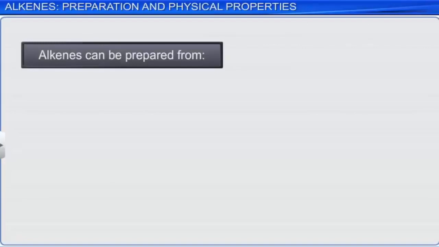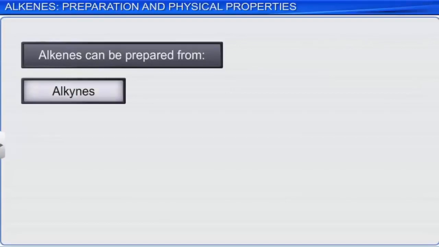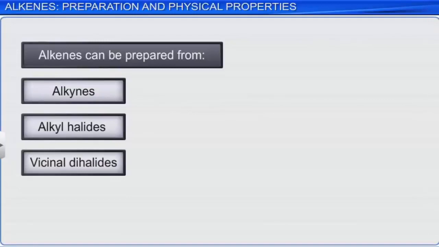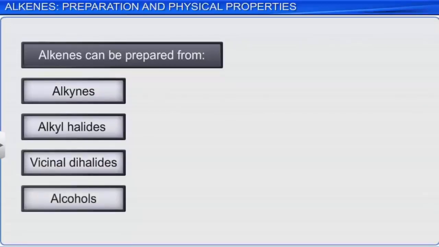Alkenes can be prepared from alkynes, alkyl halides, vicinal dihalides, and alcohols. Let's look at each of them in detail.